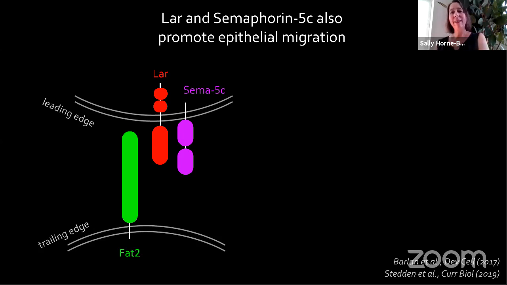Now, the way they do this is a little bit complicated, so I'm not going to focus on this aspect of the signaling today. The thing that I want to show you, however, is that FAT2 is actually responsible for recruiting both of these proteins to their leading edge location. And because the data look exactly the same for both LAR and SEMA5C, I'm only going to show you what this looks like for LAR.